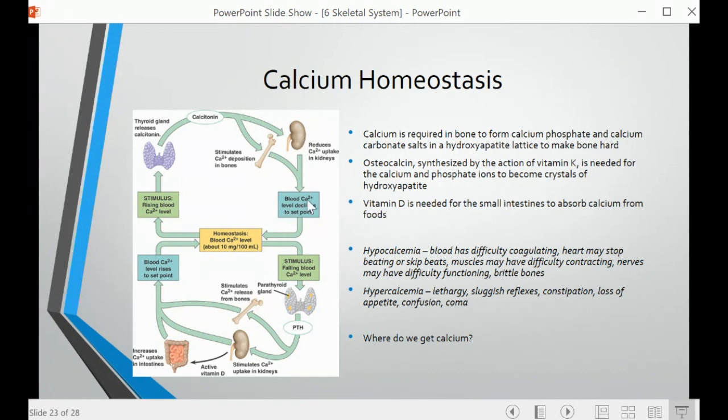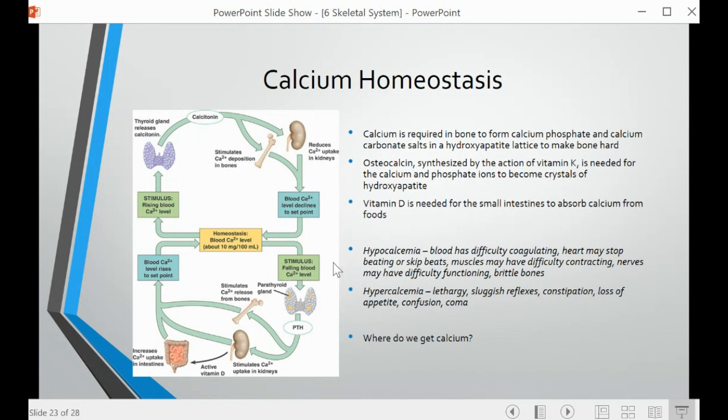Then our blood calcium levels are going to decline to a set point, homeostasis. This would explain kidney stones, which you may have heard of. Those are usually calcium deposits within the kidneys. With too much calcium, we're not going to be able to reduce calcium uptake in the kidneys, and so we can't let it out.